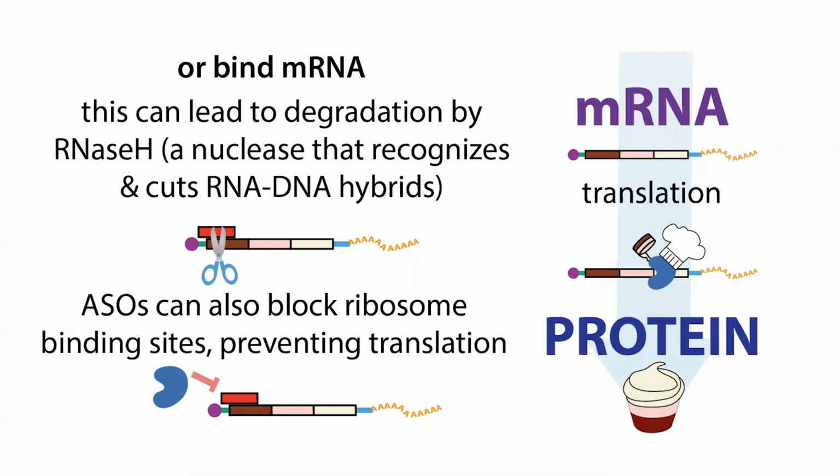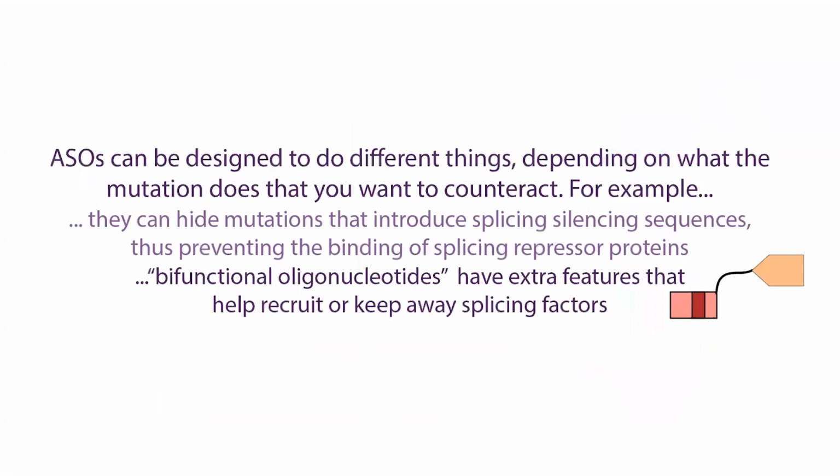And so RNase H will see this hybrid between this ASO and the RNA, and it will cut the RNA and cause its degradation. You can also design ASOs so that they're bifunctional, kind of like what we talked about before with the PROTACs or with the antibodies. Basically, you can have these ASOs use that sequence to target a specific RNA, and then also bring in something that's attached to that ASO.